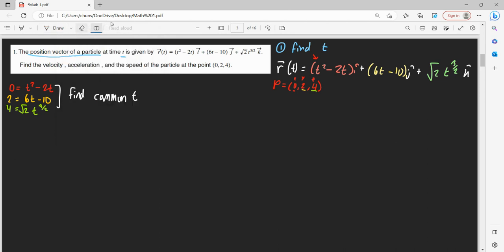So let's do our first one. We move the 2t to the other side, t squared. Actually, hold on, that was a bad way to go about this, I apologize. We can factor out t, so we get t times t minus 2. That gives us two solutions: t equals 0 and t equals 2.